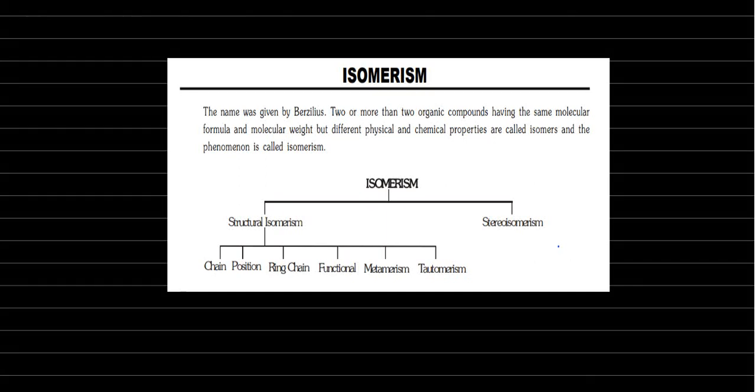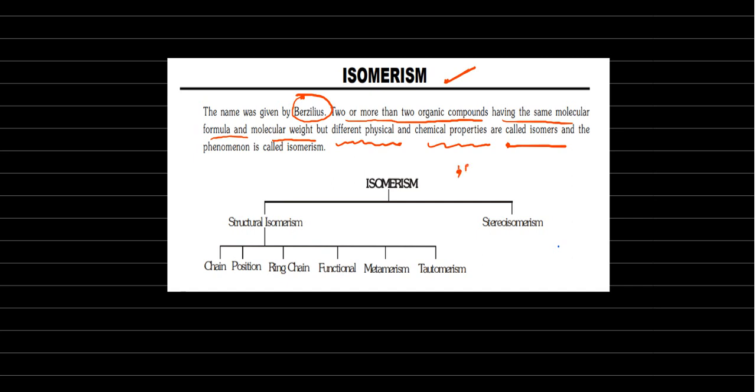Today's topic is isomerism, right? Who gave this name, isomerism? Berzelius. The scientist Berzelius gave that name. What is isomerism? Two or more organic compounds having the same molecular formula and molecular weight but different physical and chemical properties are called isomers.